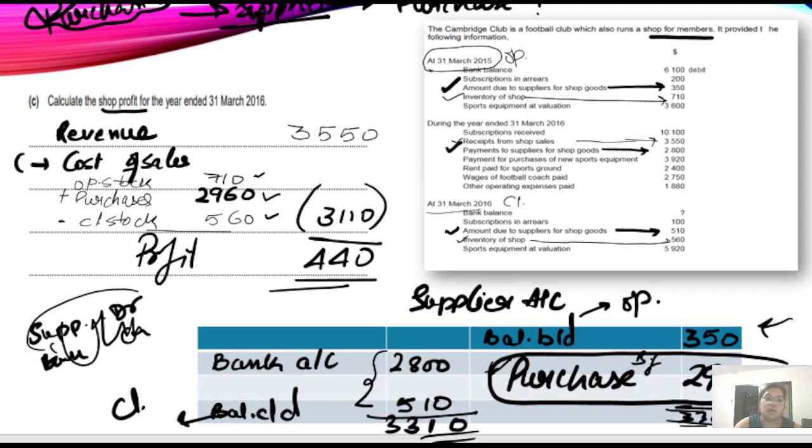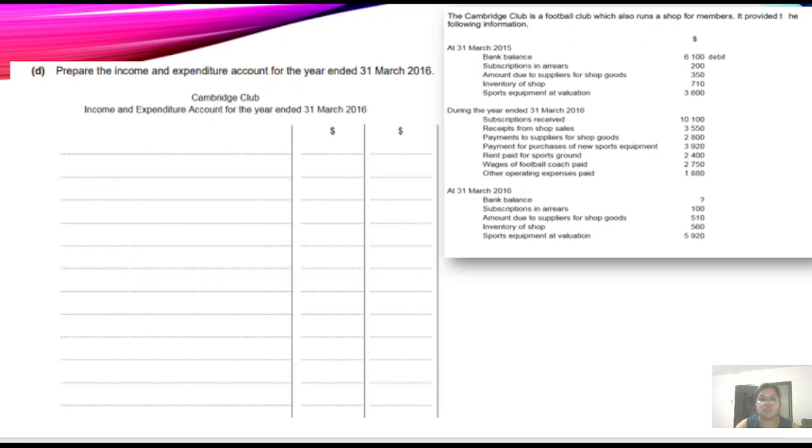Now the next, in the D part, they want you to find out the income and expenditure account, and now everything is in front of you, so it's very easy to prepare. First you need to record your income. In income there is a subscription first of all, and you prepared the subscription account also.